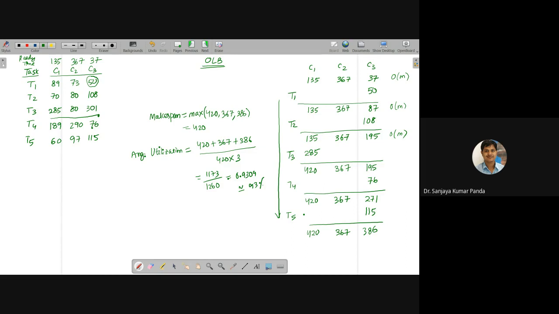Similarly, makespan you need to minimize. A lesser makespan: if you develop a particular algorithm where makespan is, let's say, less compared to another algorithm, then definitely that algorithm is a better algorithm.